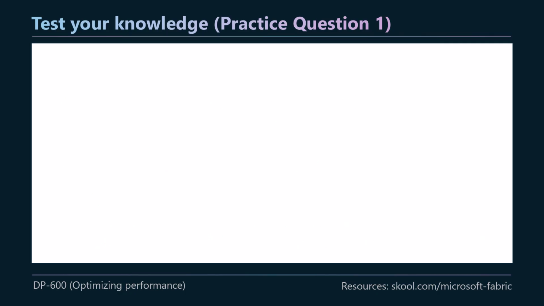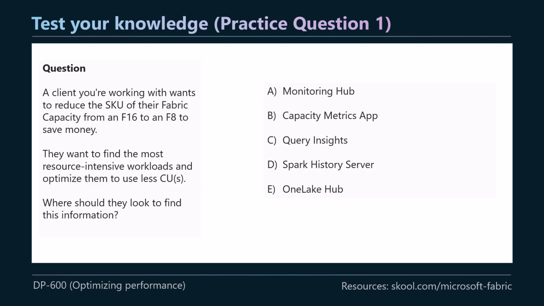Okay, so let's round off the video here by testing some of your knowledge of the topics we've covered in this lesson. Question 1. A client you're working with wants to reduce the SKU of their Fabric capacity from an F16 to an F8 to save some money. They want to find the most resource-intensive workloads and optimize them to use fewer capacity unit seconds. Where should they look to find this information? Is it A, the monitoring hub, B, capacity metrics app, C, query insights, D, Spark history server, or E, the OneLake hub? Pause the video here, have a little think, and I'll reveal the answer to you shortly.